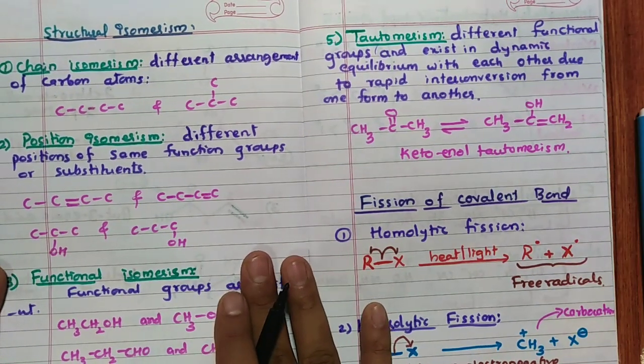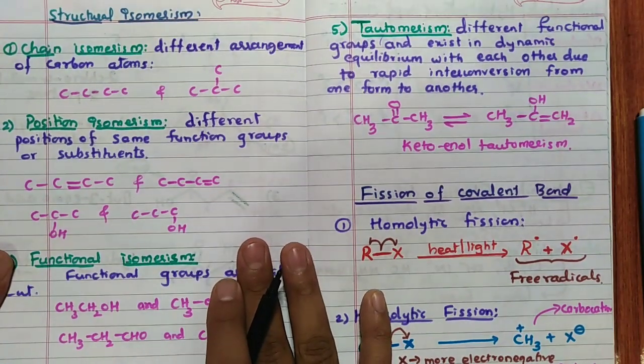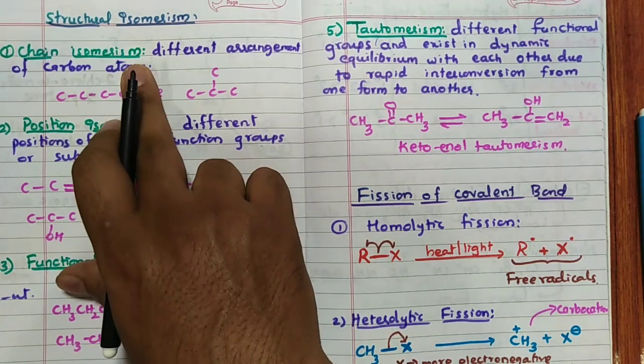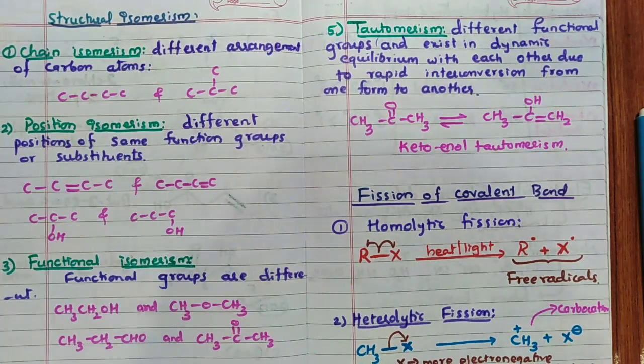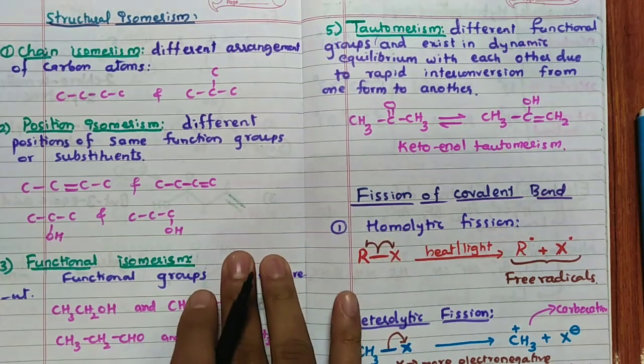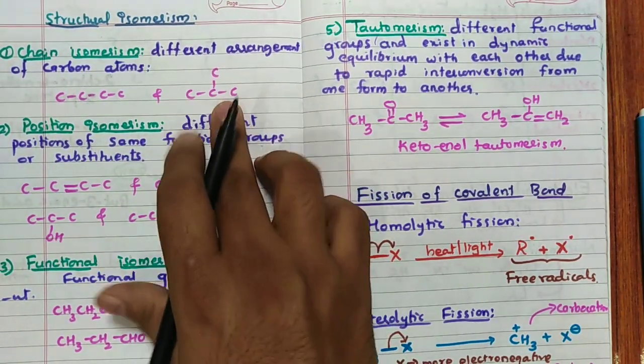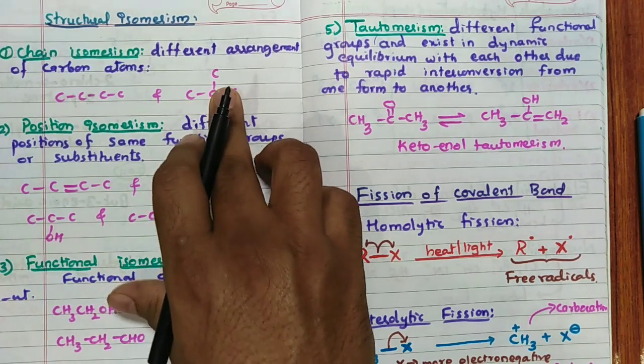Then we'll move to isomerism. Only structural isomerism I have explained here; geometrical isomerism I will explain in the hydrocarbons, alkenes part. First one is chain isomerism. Very simple: different arrangement of the carbon atoms, so the carbon skeleton will be different. Here 4 carbons in the chain, here 3 carbons in the chain and 1 as a substituent. Same molecular formula, but the structural formula is different.